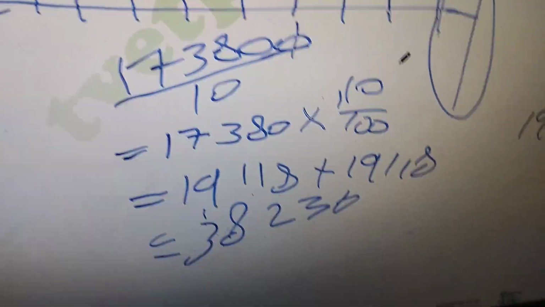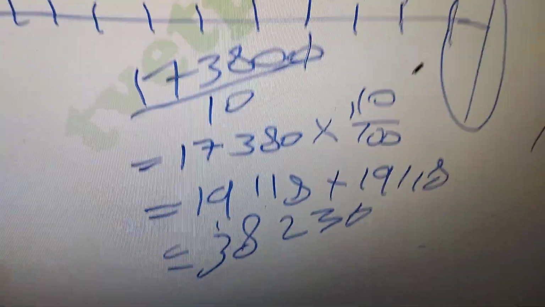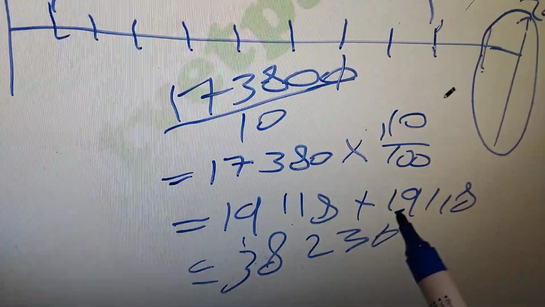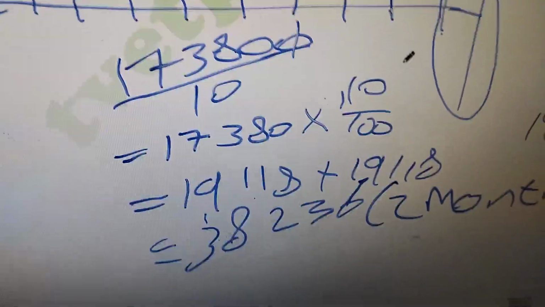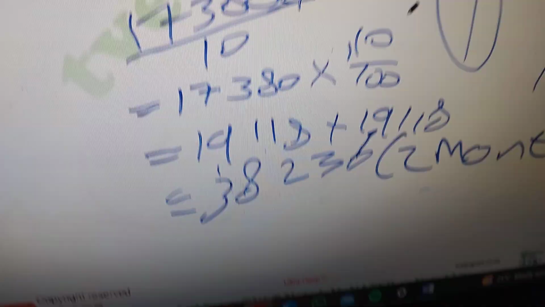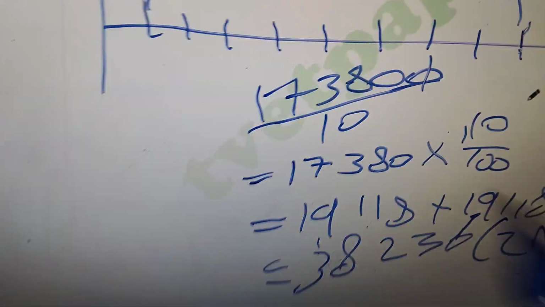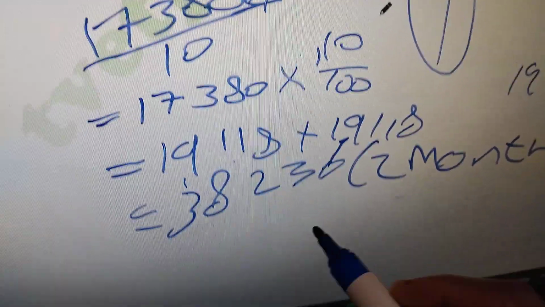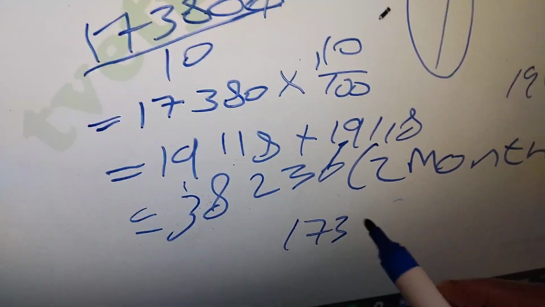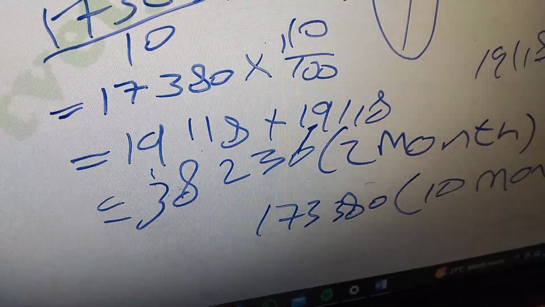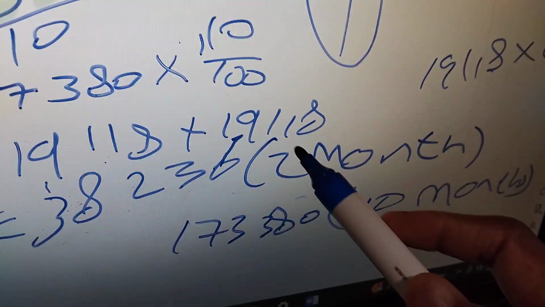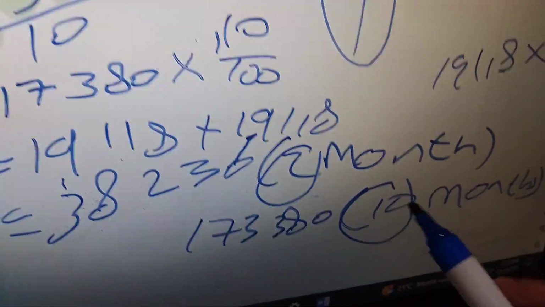So what are we going to do with this 38,236? We're going to add it with the one on the trial balance. Don't forget, this one is for 2 months. And the 173,380 on the trial balance is for how many months? For 10 months. You see, 2 plus 10, they add up together, which is 12 months.